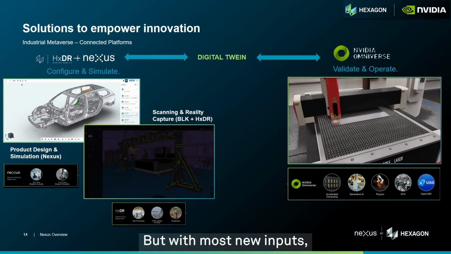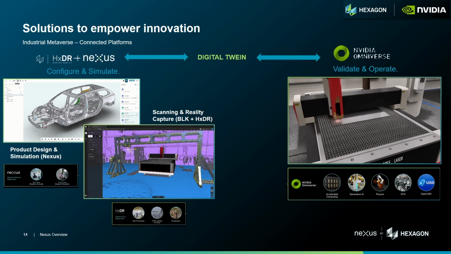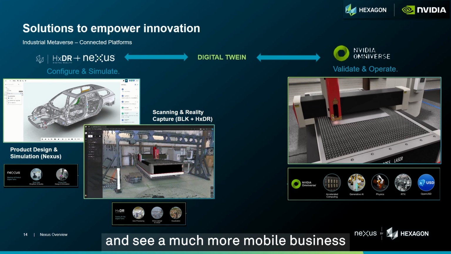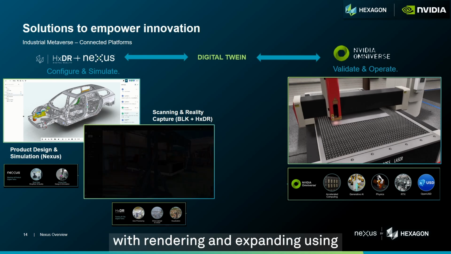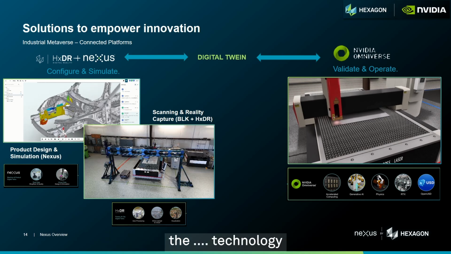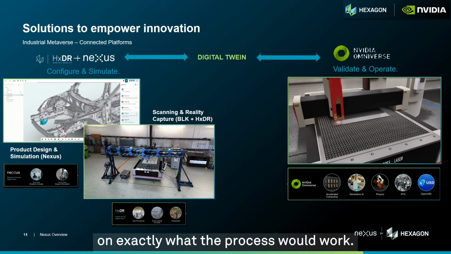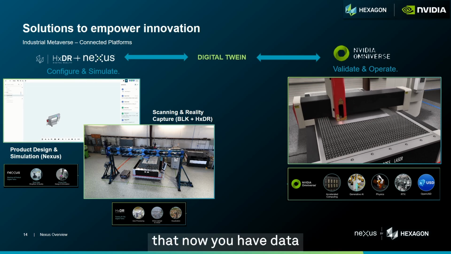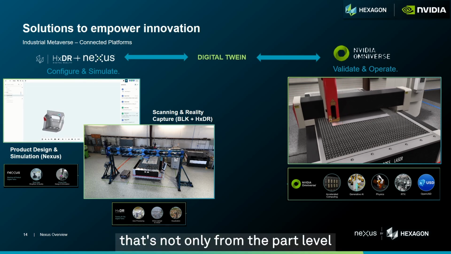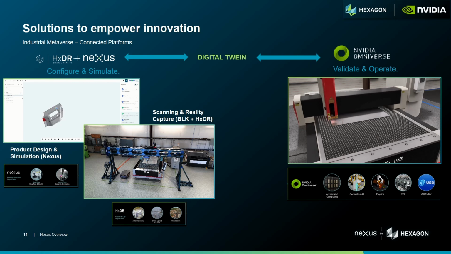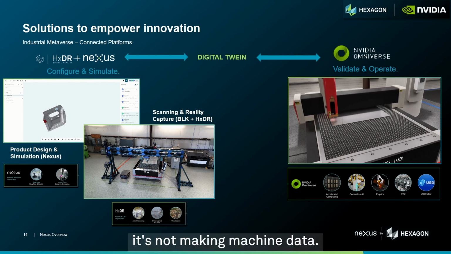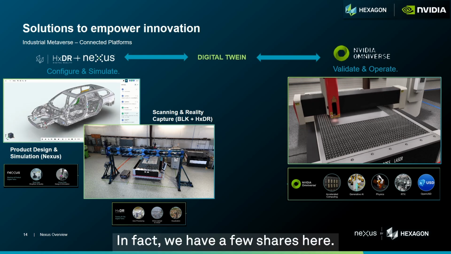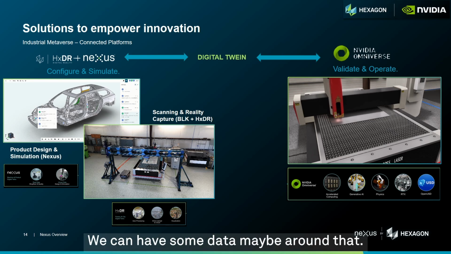So with those two inputs, we can now merge them together and see a much more photorealistic rendering and understanding, using the Omniverse AI technologies, of exactly how the manufacturing process will work. There are a number of use cases, including worker safety and others, enabled through this kind of scenario. Because now you have data that's not only from the part level, but from the surrounding machine, the factory, the other fixtures, the elements that may be around that.